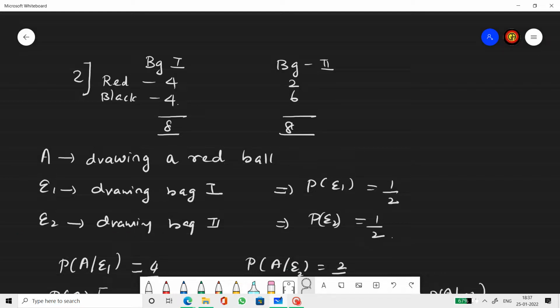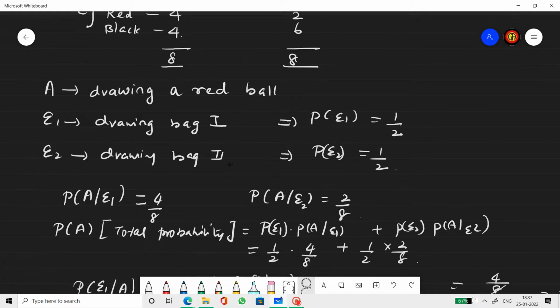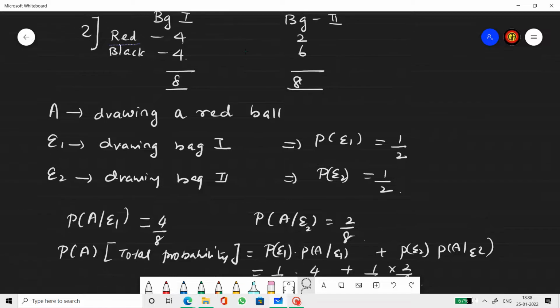So first we need to draw a bag and then draw a ball from that. So P of E1 is drawing bag 1. Out of 2 bags, only 1 bag is bag 1, so 1 out of 2 chances. And P of E2 will also be 1 by 2. Now A is drawing a red ball. So A given E1 is drawing a red ball from bag 1. Bag 1 contains 4 red balls, so drawing a red ball from bag 1 is 4 out of 8. And drawing a red ball from bag 2, which is A given E2, is 2 out of 8.